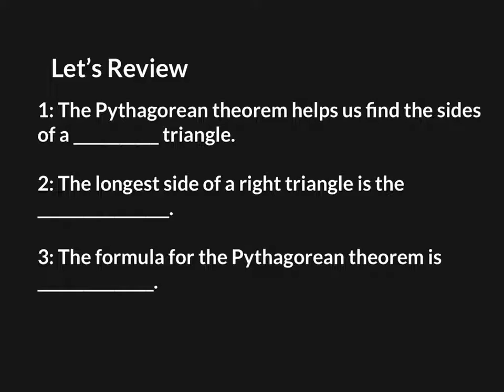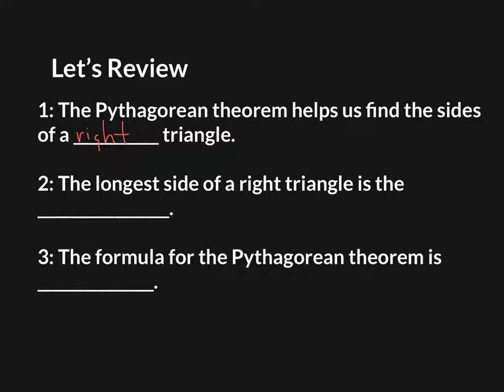So what we're going to do here real quick is review a couple of things. By that, all I mean is we're going to go over some of these answers here. You should already know these answers before we even go over them, but we're going to go over them anyway. Number one says the Pythagorean theorem helps us find the sides of a blank triangle. We all know that it helps us find the sides of a right triangle, so please make sure you write right triangle in there.